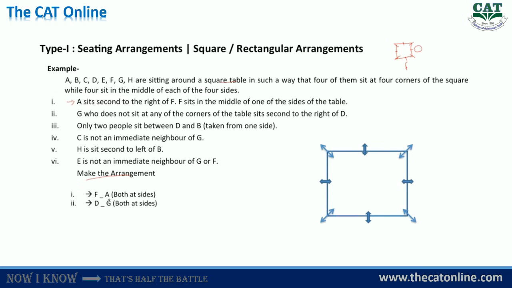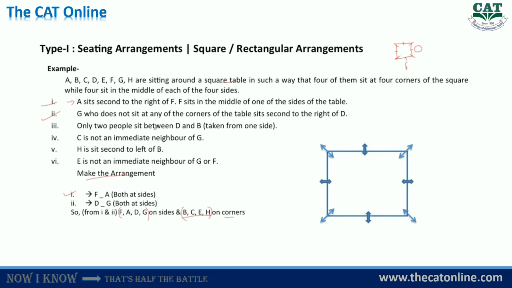So again, we can conclude that because G is sitting at a side, the logic we used in the first statement tells us that A, F, D, G, these are the four people who are sitting at sides. And correspondingly, we can conclude that the remaining four people B, C, E, H are sitting at the four corners. So just by reading this one statement and statement 2, we are able to arrive at four people who are sitting on sides and four people who are sitting on corners.